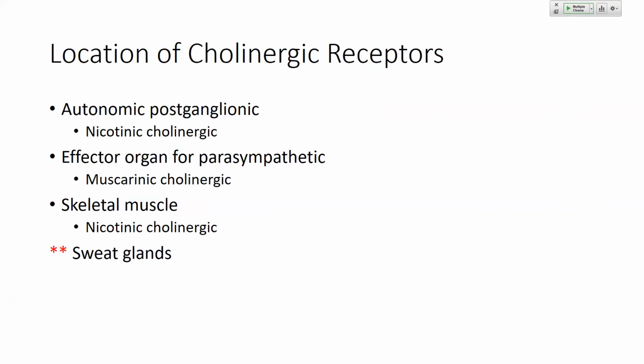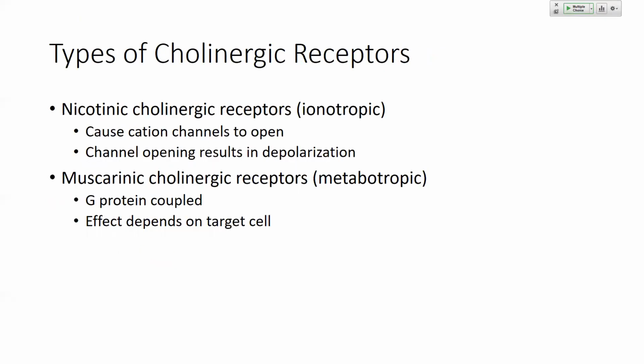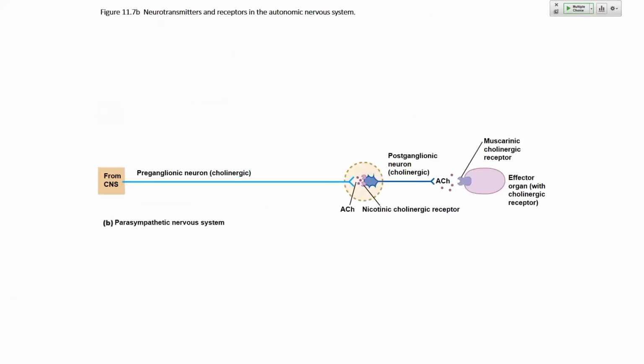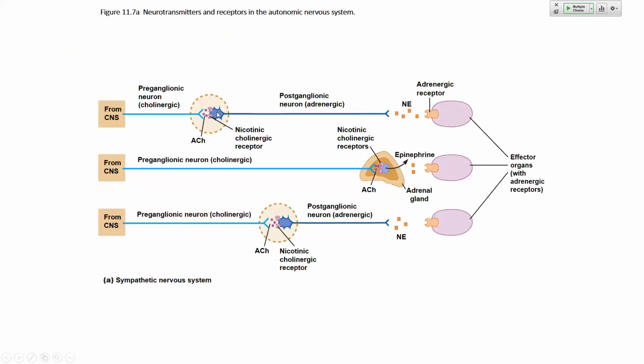Okay, let's talk about some locations of these cholinergic receptors. First of all, we have them on the autonomic postganglionic cell. And we looked at this example. So on the autonomic postganglionic cell, we have a nicotinic cholinergic receptor, right? If we jump back to this image, on this postganglionic neuron, whether it's in the parasympathetic division, this is the parasympathetic division. If you look at the sympathetic division, all of your postganglionic neurons have nicotinic receptors.